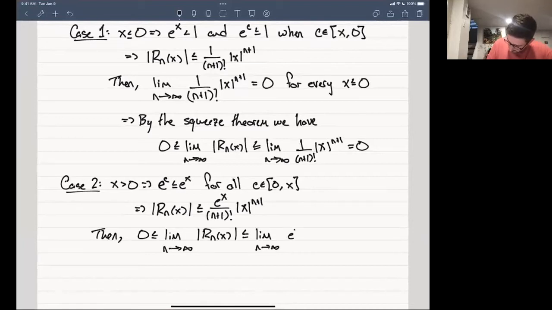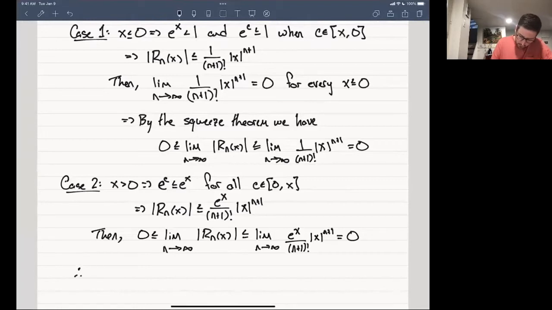e to the x over (n plus 1) factorial, times x to the n plus 1. You can take that e to the x out, right? It's just a constant, whatever the value of x is. We're not changing it in the limit. And so this thing again goes to 0. So that tells you the remainder goes to 0 for all positive x as well.